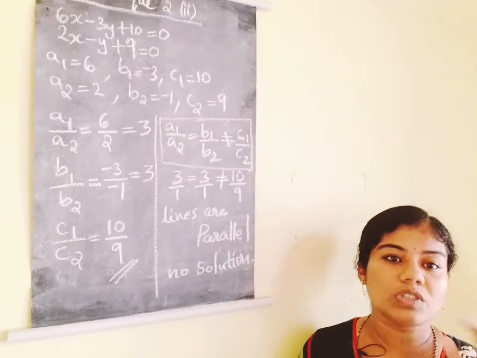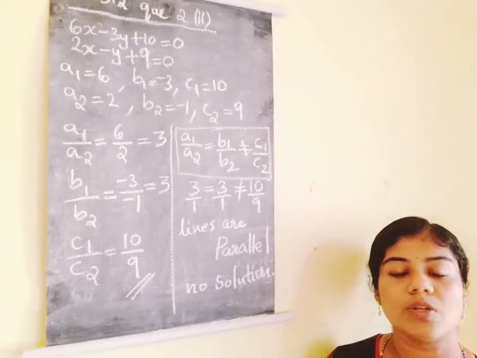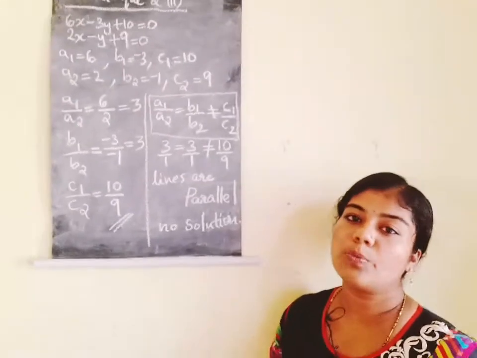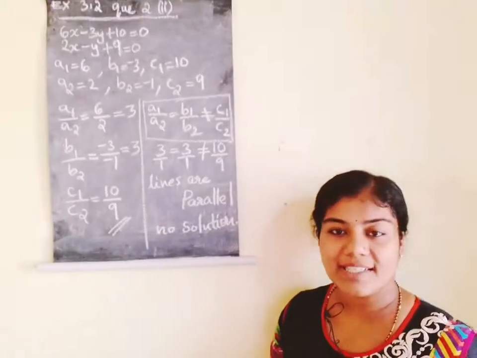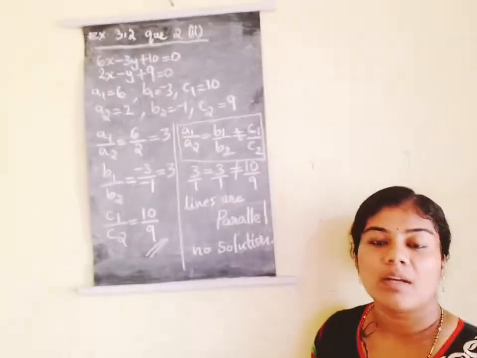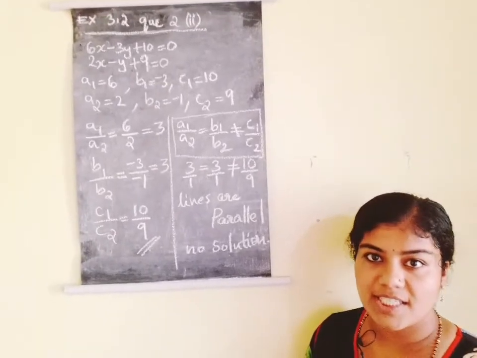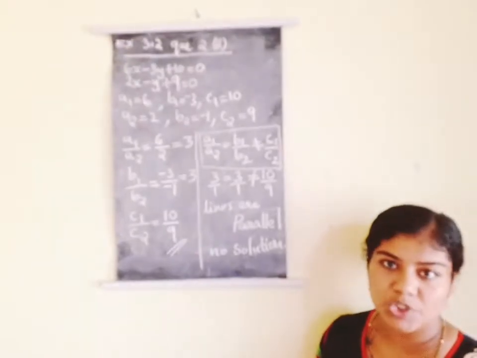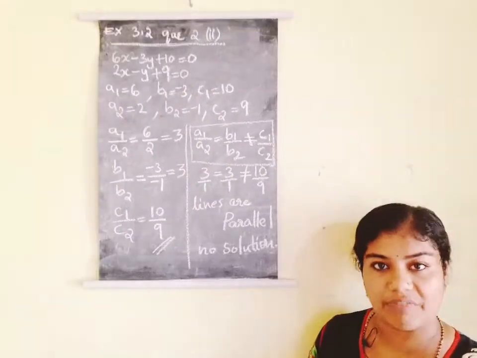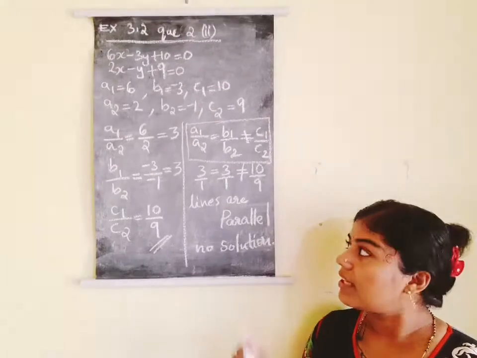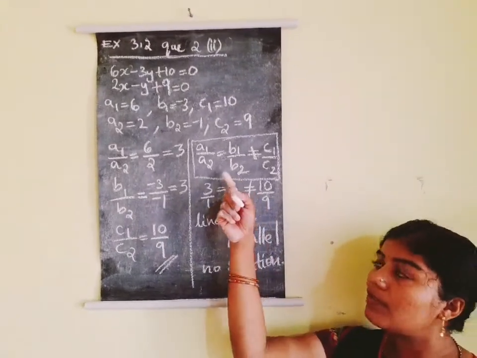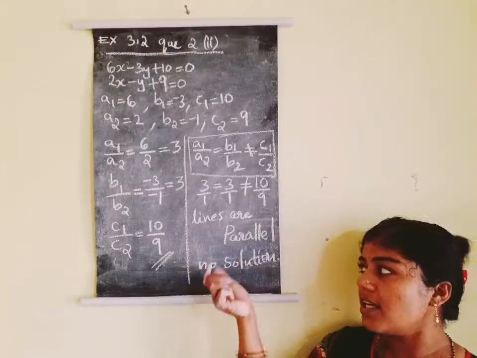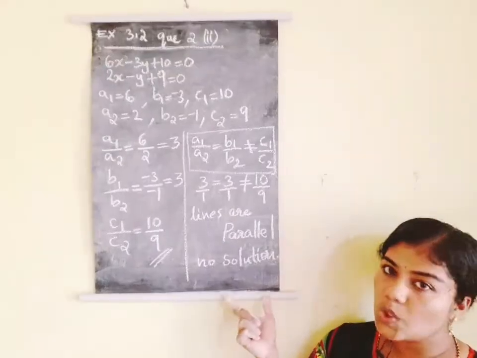So we concluded our three sub questions also. Exercise 3.2, question number 2, first, second and third, we concluded. Hope you all have understood what is intersecting, what is coincident and what is parallel. If the lines are intersecting, we will get a1 by a2 not equal with b1 by b2, and then you will get one solution. That is the first one we did. What is different here? a1 by a2 equal with b1 by b2, which is not equal with c1 by c2. So the lines are parallel and there is no solution.